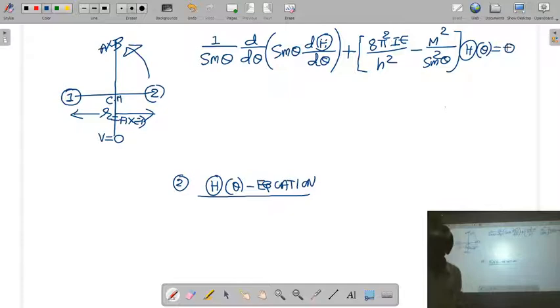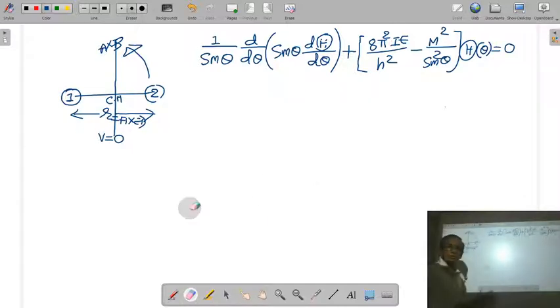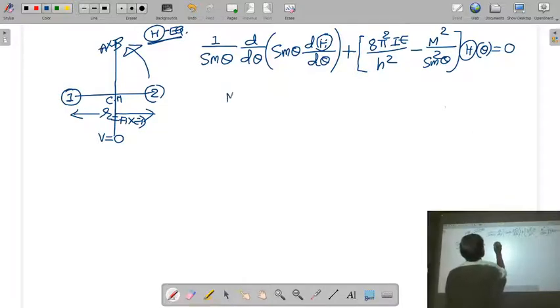1 upon sin theta d by d theta of sin theta d theta by d theta plus 8 pi square I upon h square minus n square upon sin square theta is equal to 0. So today we are going to solve this theta part of the Schrodinger equation. In order to solve the theta part of the Schrodinger equation, we make a substitution.